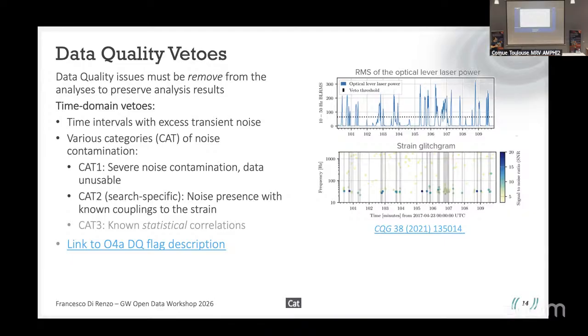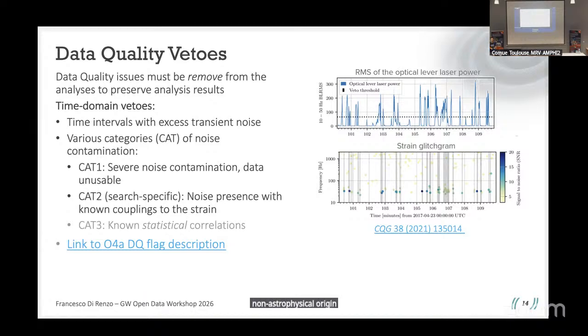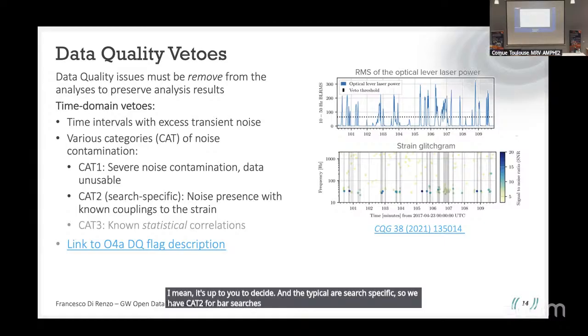Cat2 is more conservative. We know that there is a noise coupling between the strain and another channel that witnesses some excess energy. So what you see in the strain is an excess energy of non-astrophysical origin, environmental or instrumental origin. So you better discard it, although maybe for some frequencies it can be clear. I mean, it's up to you to decide. And typically Cat2 are search specific. So we have Cat2 for burst searches, Cat2 for CBC searches, etc.